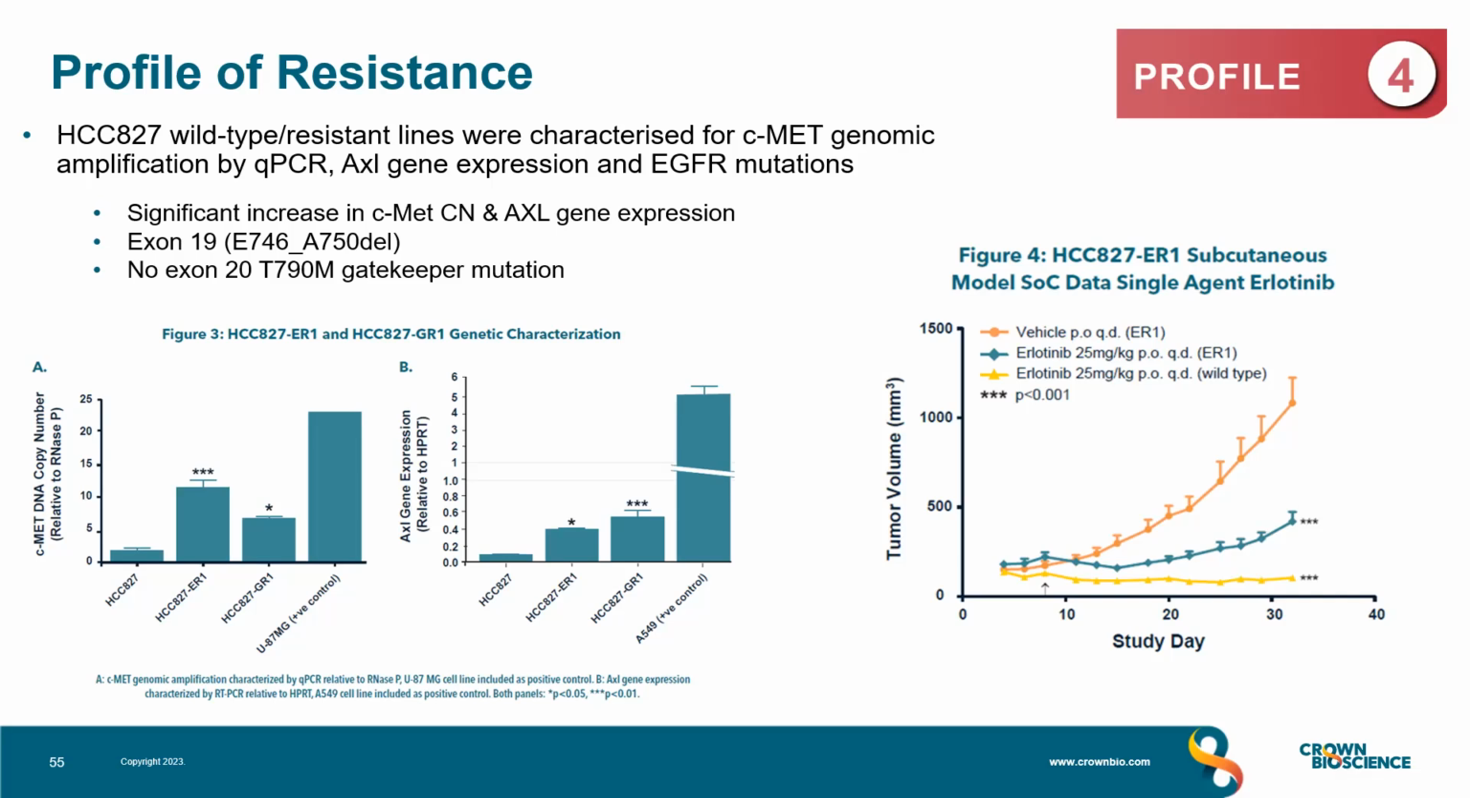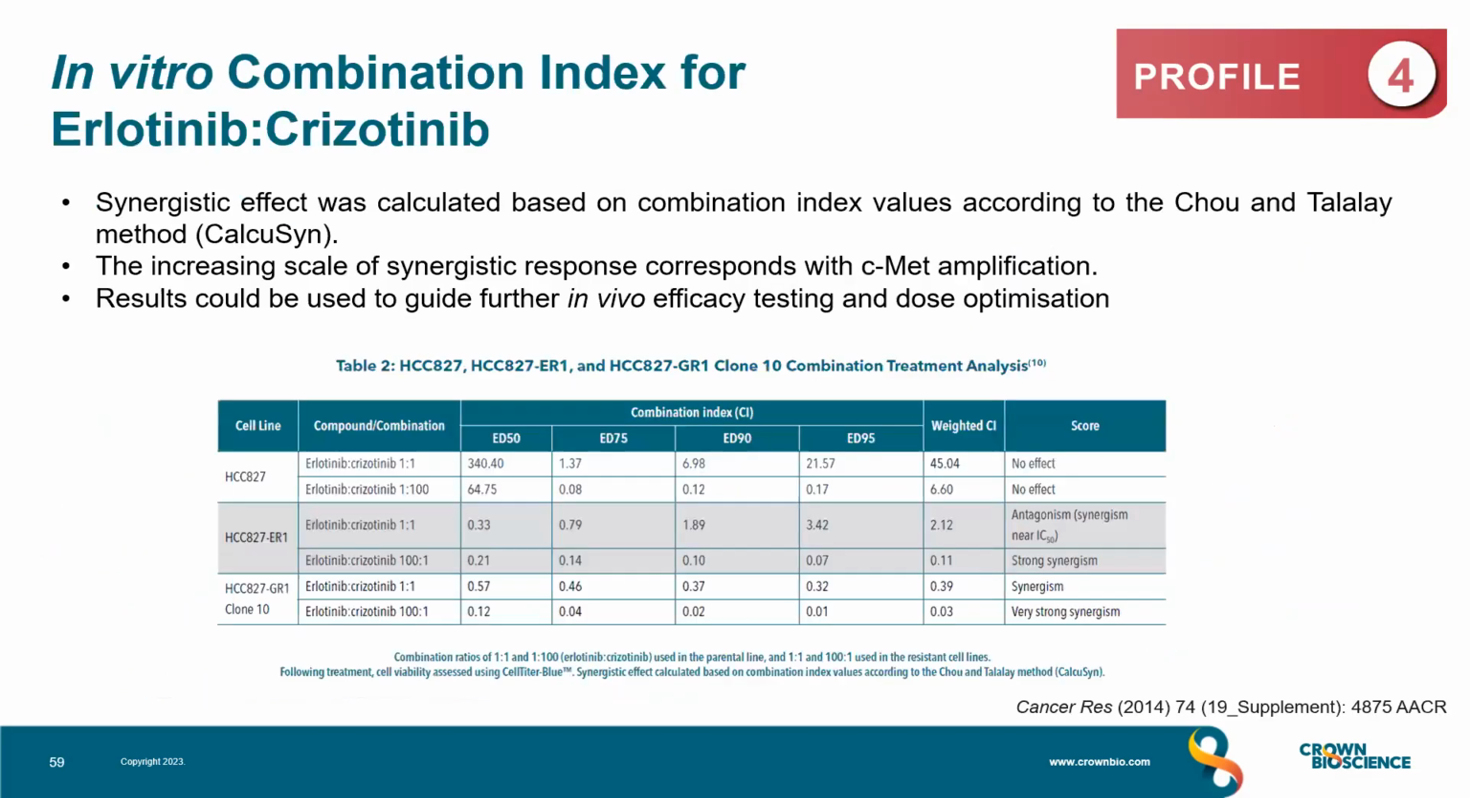And then in vivo, the subcutaneous ER model, as shown here, was dosed with 25 mg per kg, which typically will show tumor regression in the wild type model. But here we actually see that there is a progressive disease rather than tumor regression, which is indicative of that treatment escape and resistance.